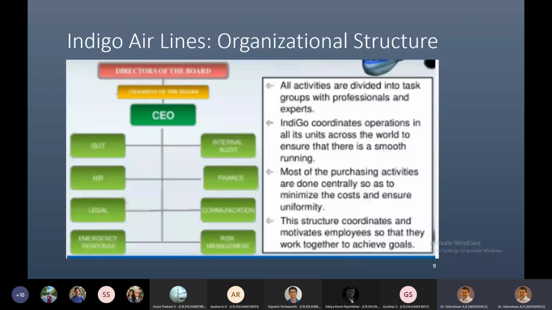So many of the functions that we just discussed in the previous slide may be merged into one, or distributed across several of these divisions, depending on their priorities and preferences.